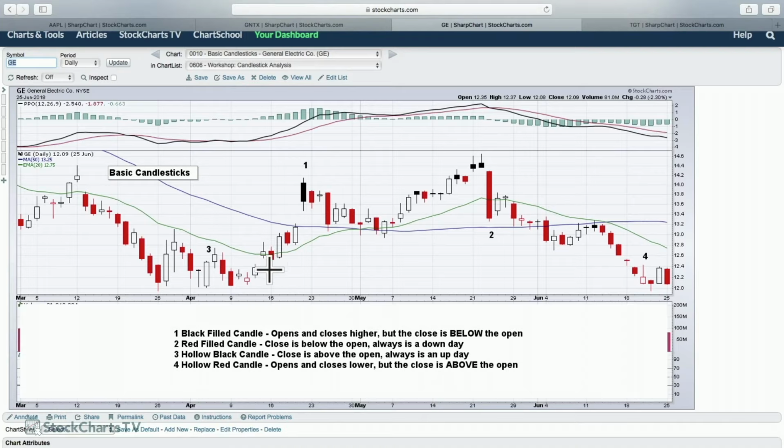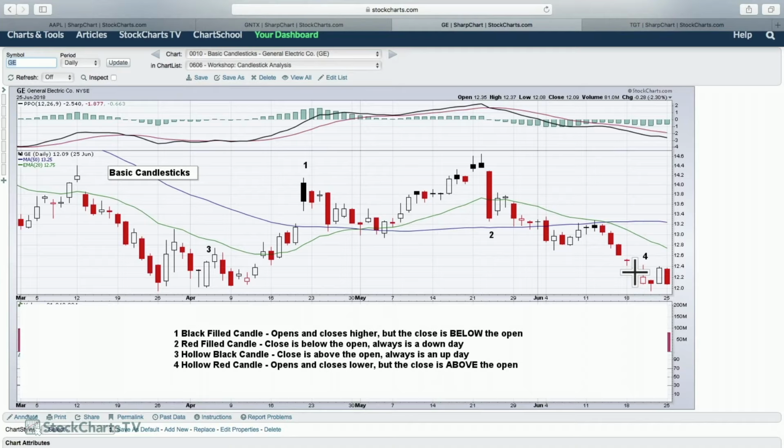Now, when you get to the hollow candles, here you've got a hollow candle that's black outlined. Here you have a hollow candle, and it's red outlined. And it's the same type of thought process as the black and red filled candles. It's just in reverse. So a black outlined hollow candle means that you finished higher for the day, and you also finished above the open. So you gapped down, you opened, you came up here and you closed, and you finished in positive territory. So that is a black outlined hollow candle. Over here, the red one, you gapped down, you closed above your open, but you were still down for the day.